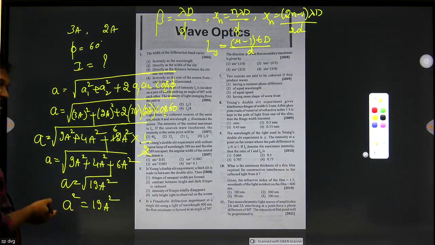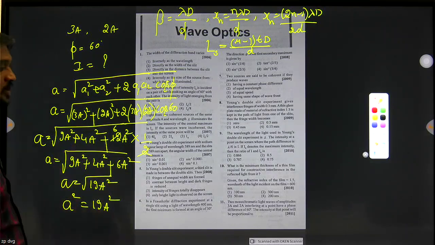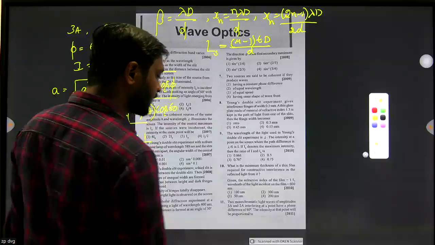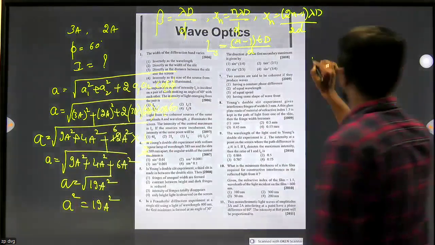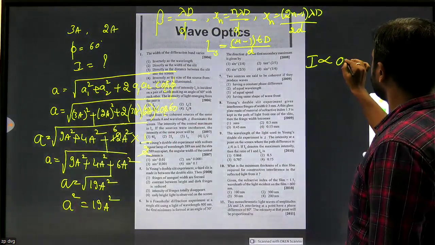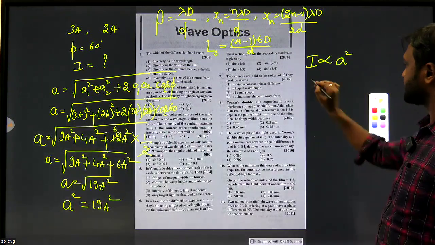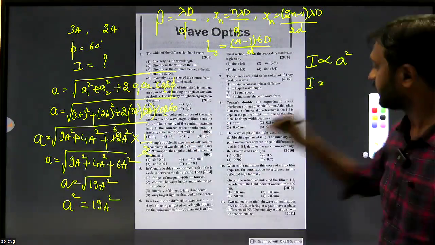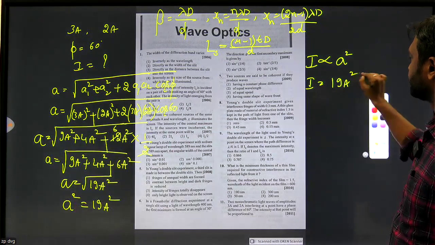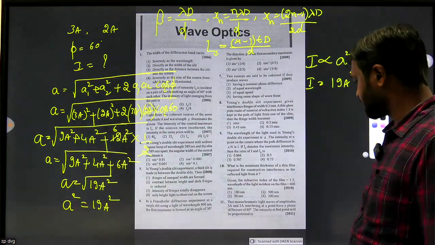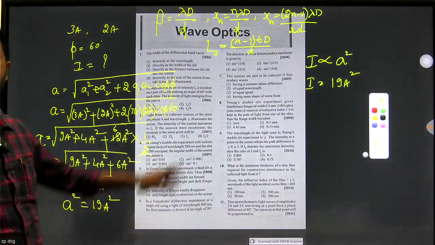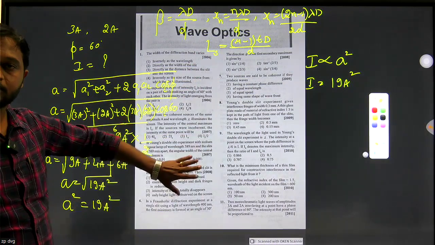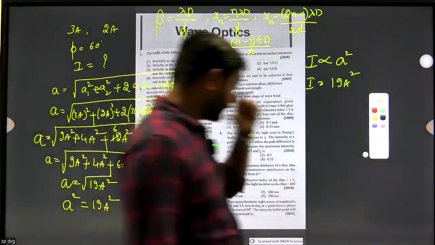But this is the resultant amplitude value, but in the question, we can calculate the intensity at that point. So already we know the intensity formula: I is directly proportional to A square. That is I equals A square, which is 19 A square. Clear? So the answer is I equals 19 A square. Is it clear to all of you? Note down.